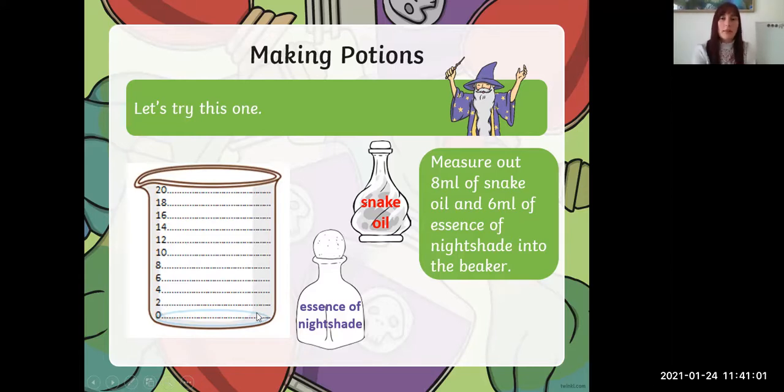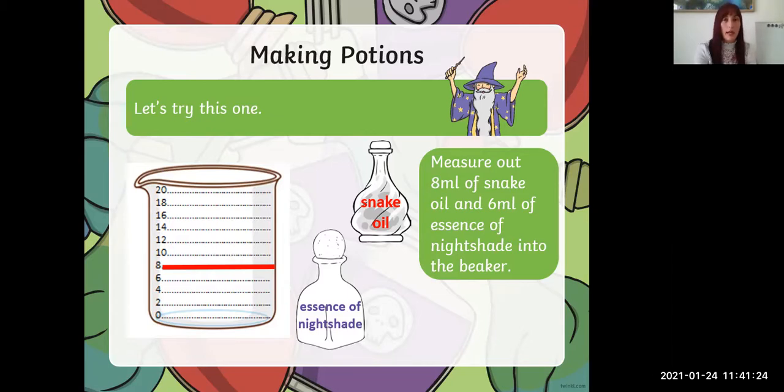So 8 millilitres of snake oil. Let's start with that. The beaker's empty, so we can just count from the bottom, 8 millilitres. Where's my 8 millilitre line? Here we are. There's my 8 millilitres of snake oil. Now my 6 millilitres of essence of nightshade, remember we're adding that in, the liquid will be rising. So we're going to count on 6 millilitres of essence of nightshade.